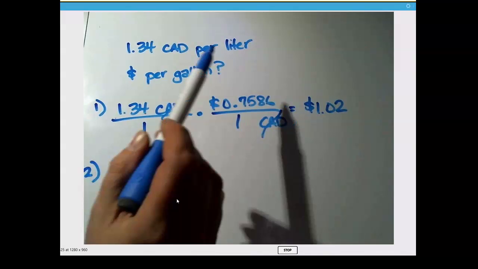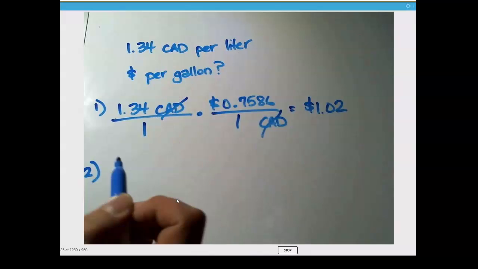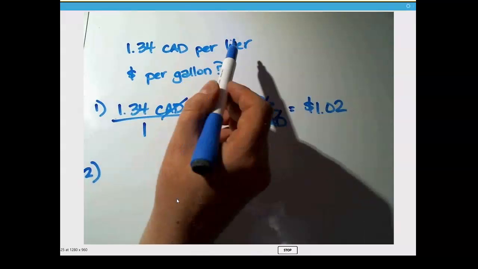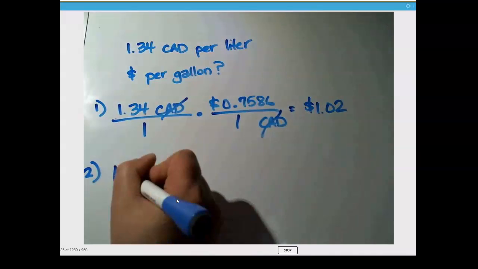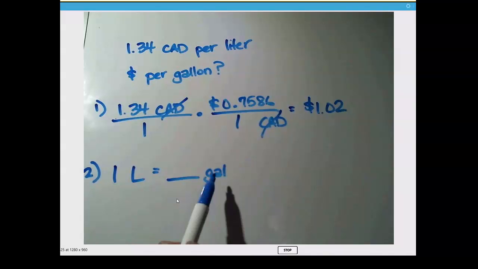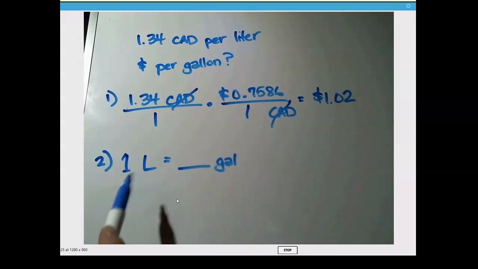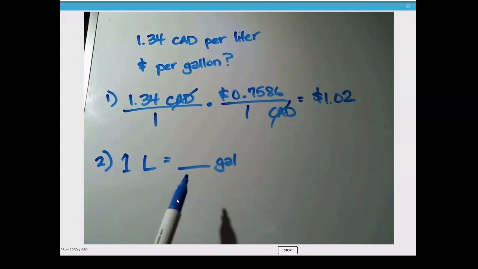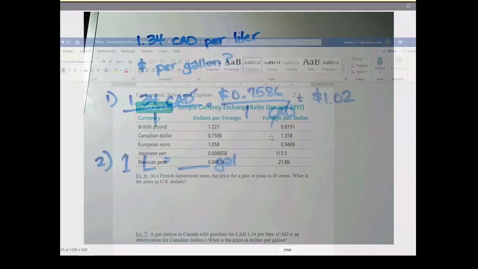Okay, step 2 is to convert the liquid now. I need liters to gallons. It's per liter. That means per 1. I have 1 liter to start, then I need to know how many gallons that is. So if you have a 1 to begin with, this is just a conversion you could look up. Any conversion uses a 1 in it, so I can just look up this conversion.